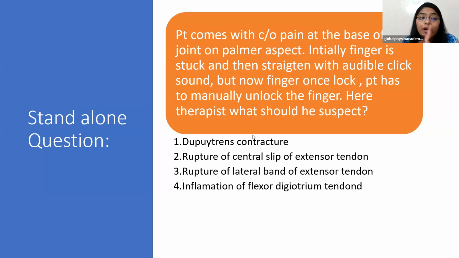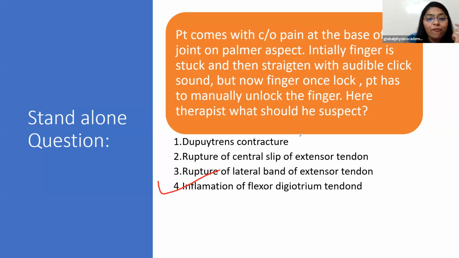Dupuytren's contracture. So contracture does not straighten the finger. Rupture of the central slip of the extensor tendon is a boutonniere deformity. Rupture of the lateral band of the extensor tendon, swan neck deformity, is associated with rheumatoid arthritis. But inflammation of the flexor digitorum tendon, that is associated with trigger finger. So the answer is 4. Very good, Pradeep.